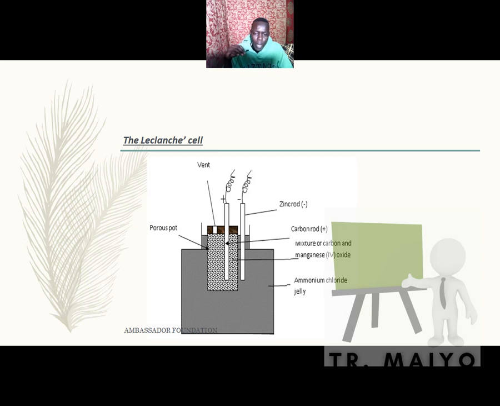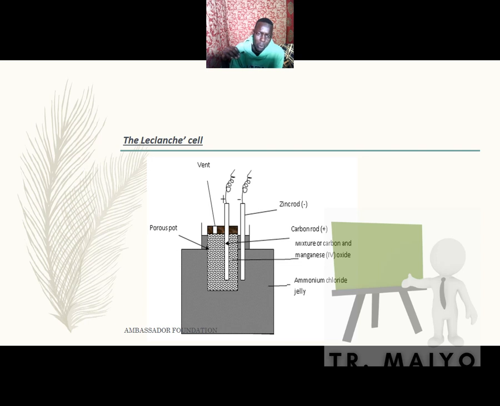Now, the improvement of a simple cell was what we call the Leclanche cell. So you can see it. Those are the parts of a Leclanche cell. It has a carbon rod and zinc rod, then a mixture of carbon and manganese oxide. It has ammonium chloride jelly, and it has a porous pot. It also has a vent. A vent is a hole. Starting with the vent, it allows the gas produced to escape.